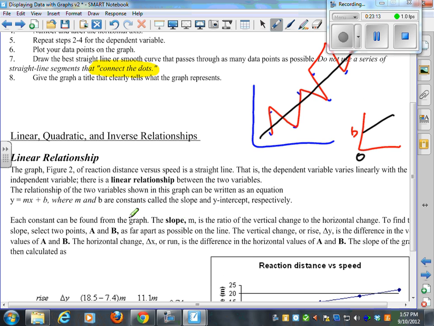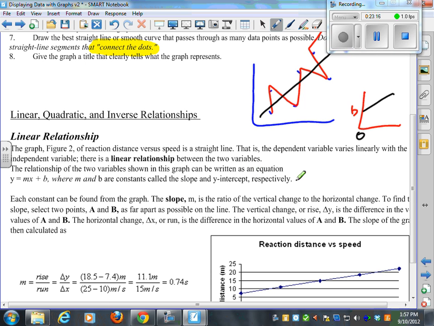Each constant can be found from the graph. The slope m is the ratio of the vertical change to the horizontal change. Fancy words for rise over run. To find the slope, select 2 points A and B as far apart as possible on the line.